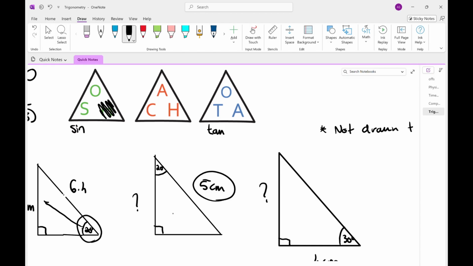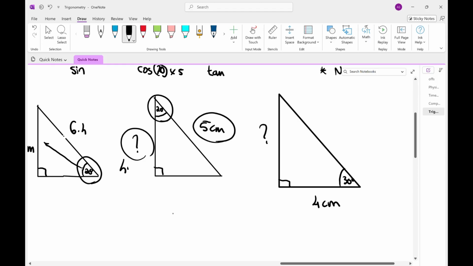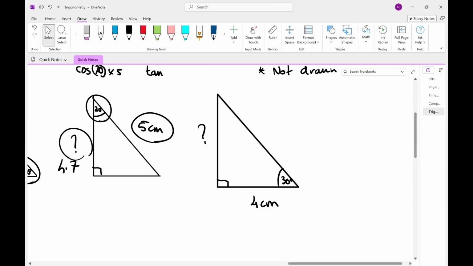So we have the hypotenuse, we have the angle, we have the adjacent. We cover the adjacent, and we do cos of 20 times 5. So cos 20 times 5 is equal to 4.69, 4.7, let's just say.